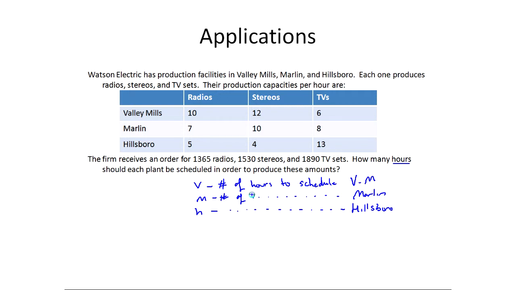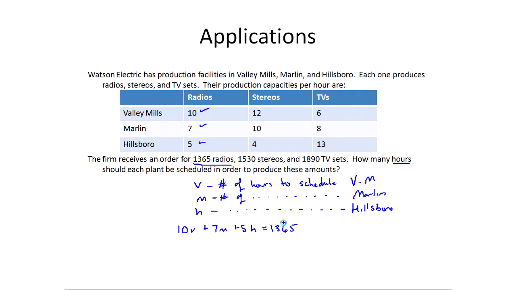All right, so now, before we saw that the idea of like information sometimes is a little harder to see, let's see what we have here. We're told how many radios we need. And then we're told how many radios each place can produce. So in other words, for each hour you schedule Valley Mills, you're going to get 10 radios, Marlin 7, and Hillsboro 5. When all is said and done, you better end up with this many radios, right? So for each hour I schedule Valley Mills, I'm going to get 10. And when you combine that with Marlin, and you combine that with Hillsboro, you better get 1365.